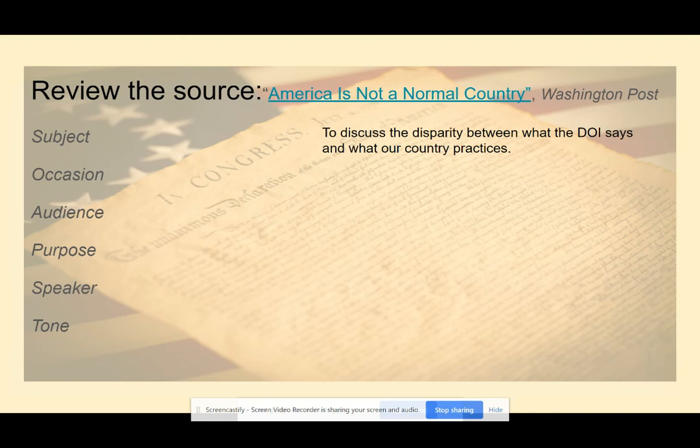I like how he brings Lincoln into this, because Lincoln is the one who's going to have to clean up the mess that the writers of the DOI left for him. At this point, he has to bring together the idea that you cannot say all men are created equal and then own some men and women and children. Okay, what was the occasion?